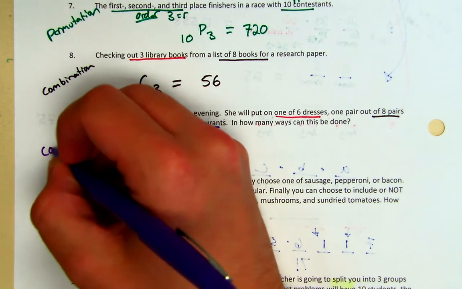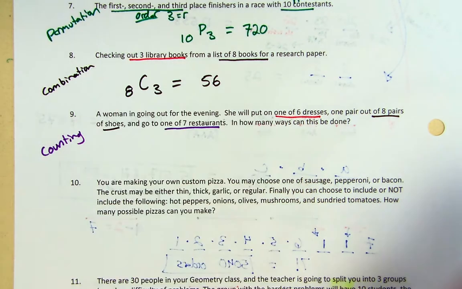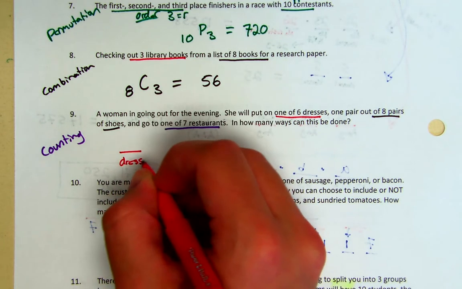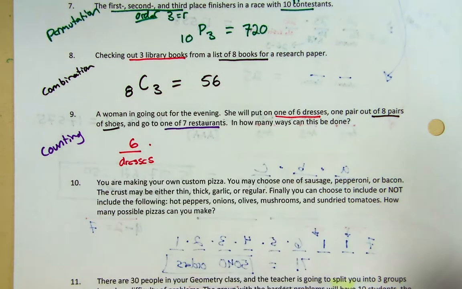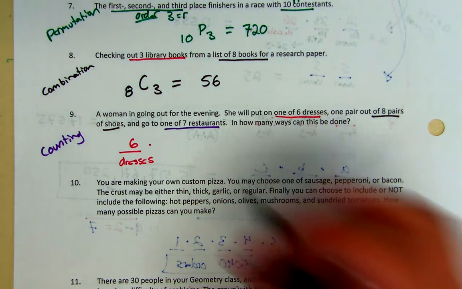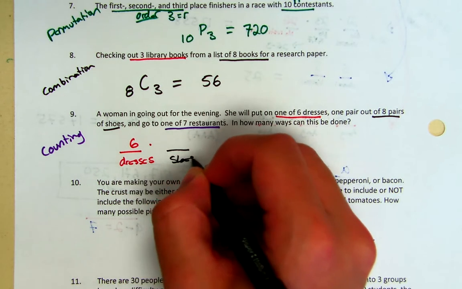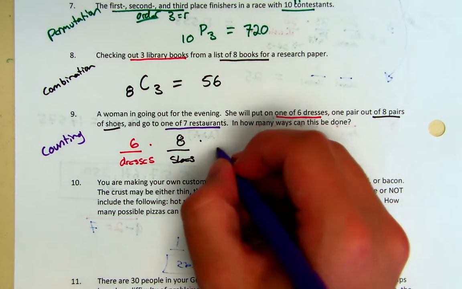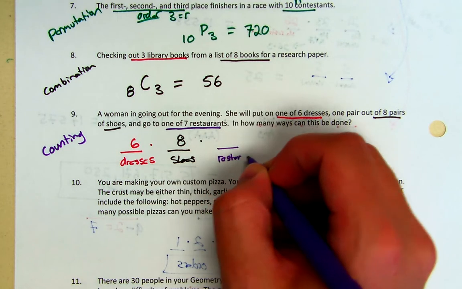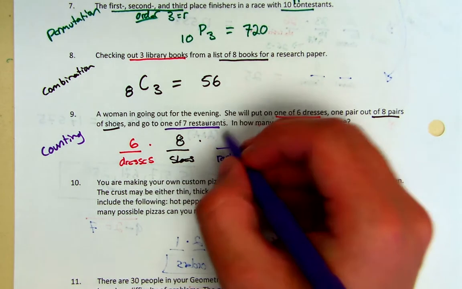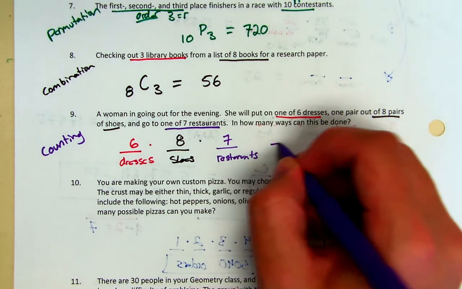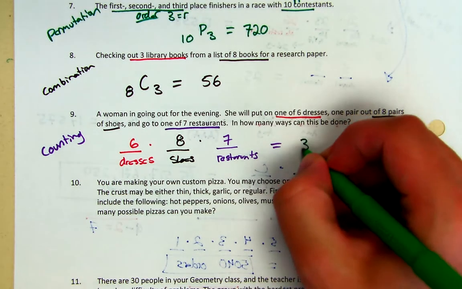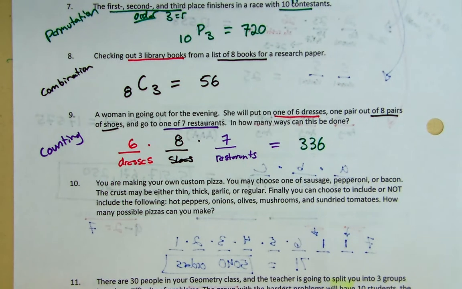So this tells me that I'm going to use counting. So let's put out our slots. Dresses, there's 6. We've got shoes, there's 8 pairs of shoes. In restaurants, we've got 7. Multiply it all together to get our grand total. That's going to be 336 different ways that can be done.